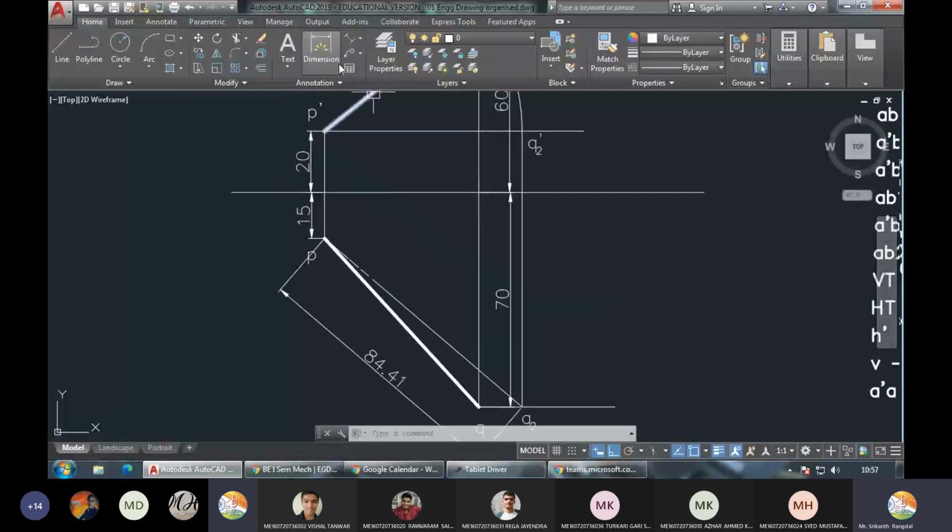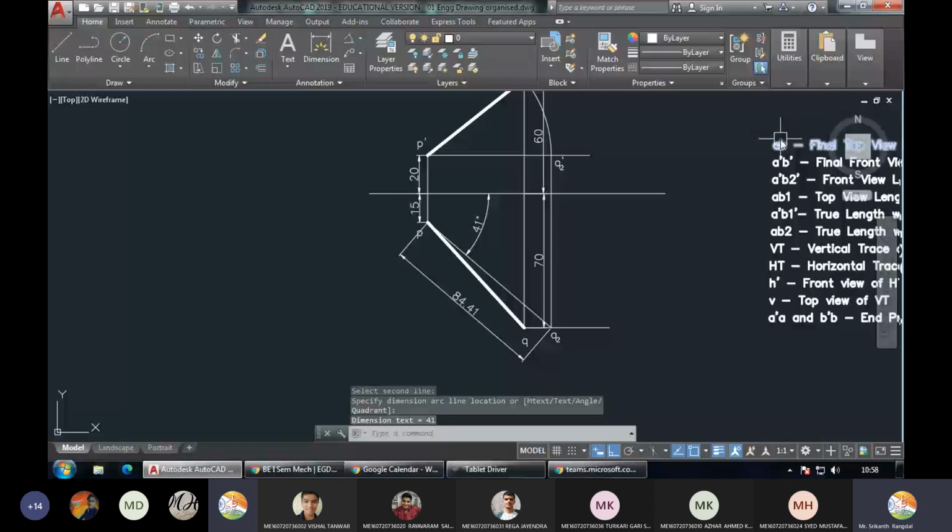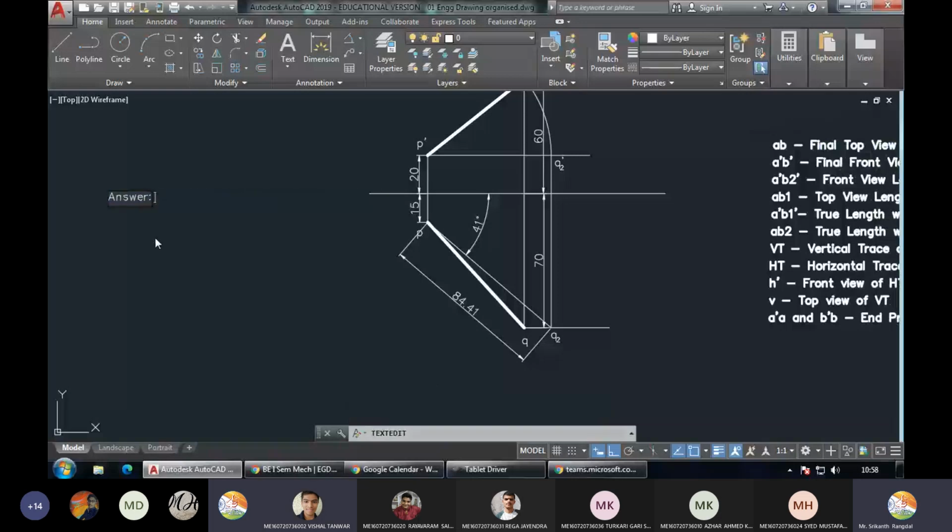Inclination also we can measure. So take angle option with XY line, measure this one. So what is the true inclination? Come on. What is the answer? Answer will be 41 degrees. Yes.